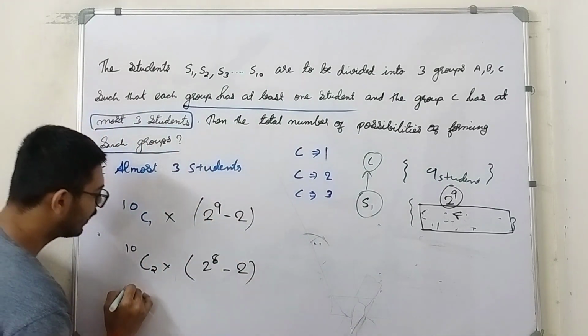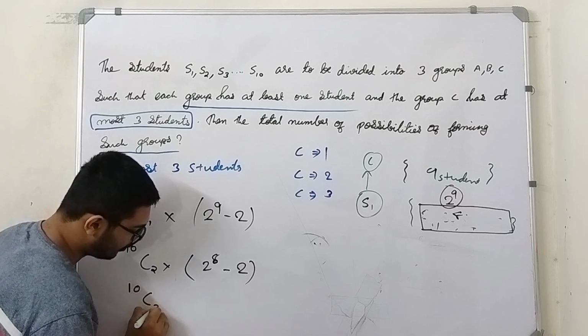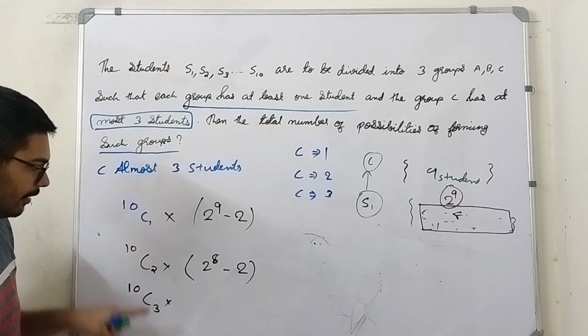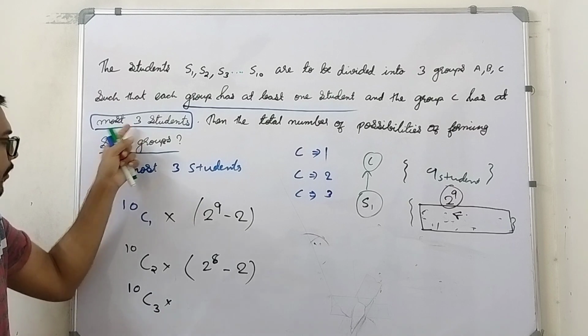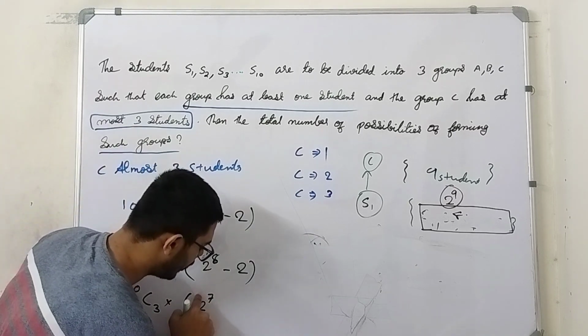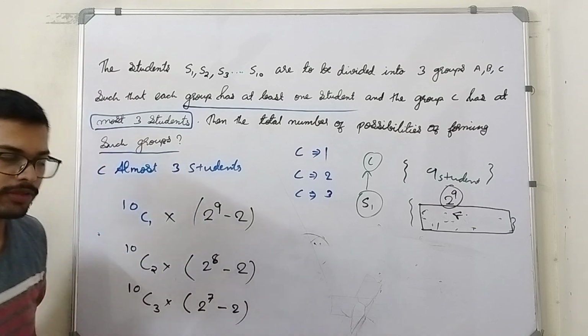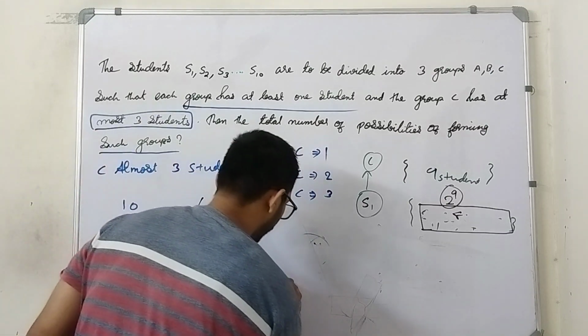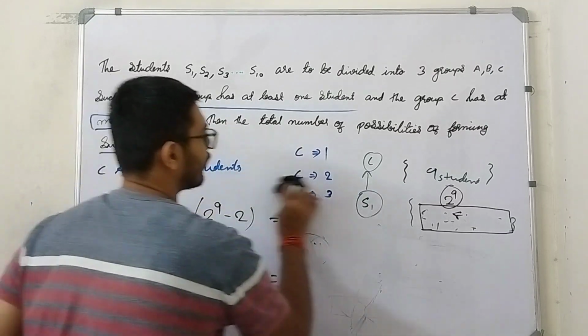The same thing applies if we are selecting 3 students for C, the maximum number of students for C. The rest of the students will be 7 students. It will be 2 raised to 7 minus 2. Now we need to calculate these whole values.